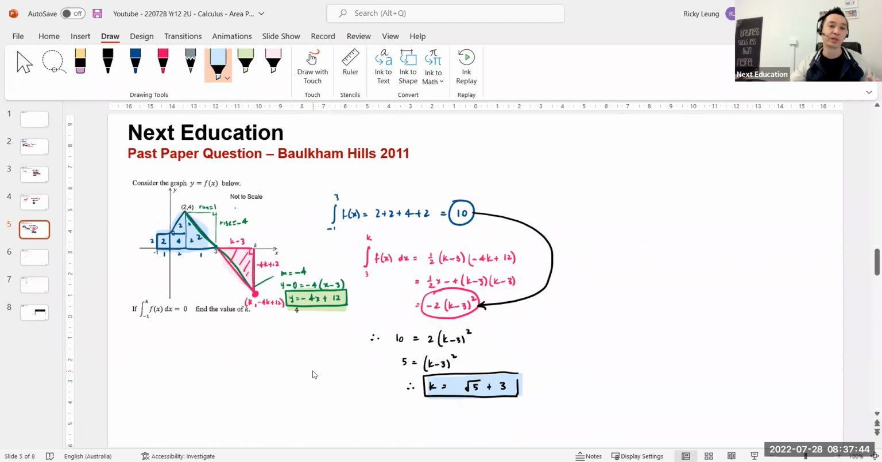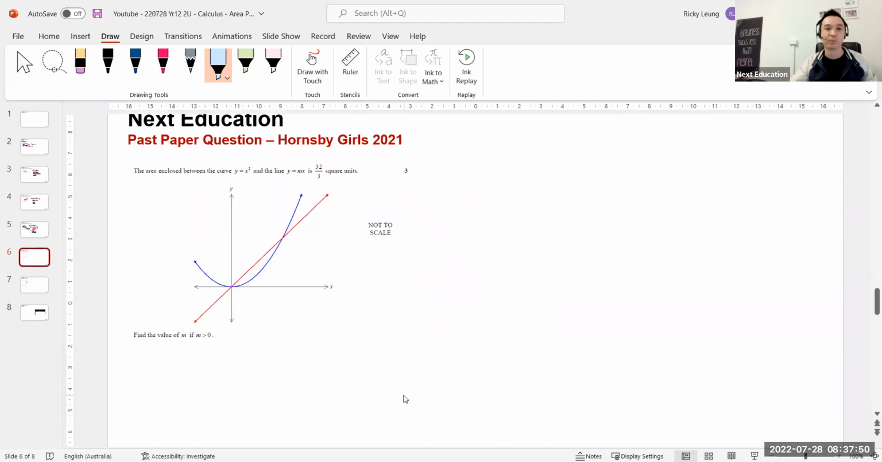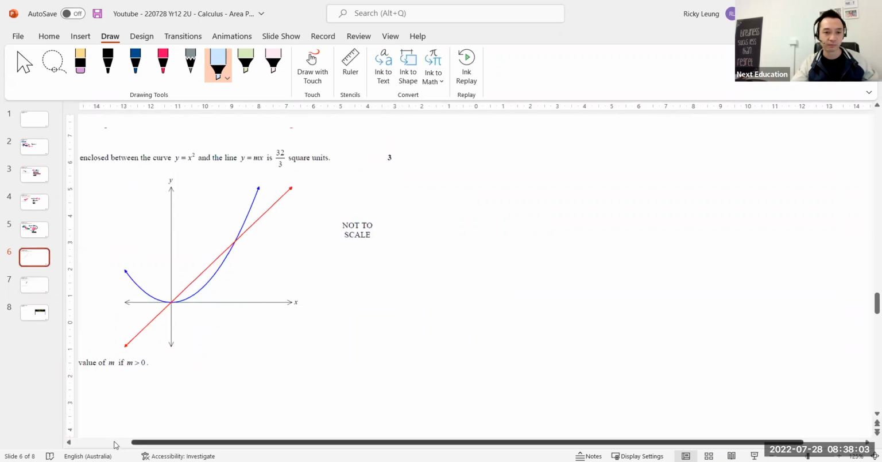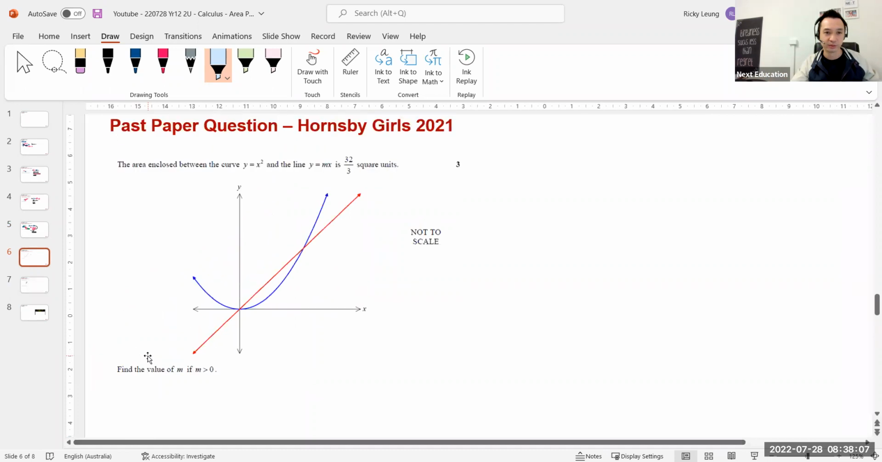Guys, I've got 2 more questions. So let's see how they are. The 2 questions have a similar theme. The first question, from Hornsby Girls, basically says, here are 2 graphs, I'm going to give you the area, and then they want you to find a parameter. So let's have a look. Okay, for some reason, every time I zoom in, parts of the graph disappear. Okay, so I've got a parabola and a straight line, y equals mx, that passes through the origin. Okay, cool.